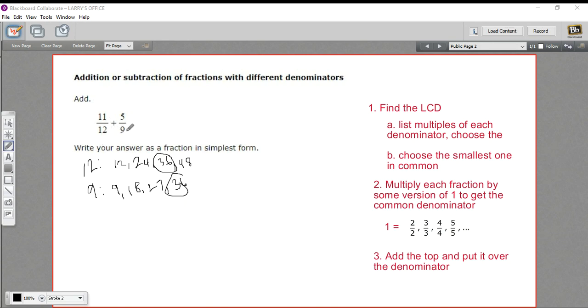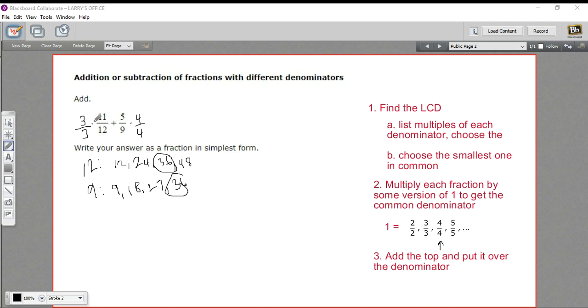We turn the number on the bottom into that number by multiplying by something. For example, this 9 down here, to get it to be 36, I have to multiply it by 4. So I have to choose this version of the number 1 to multiply the whole fraction by. So multiply 5/9 by 4 over 4. 12, to get that to be 36, I'd have to multiply by 3. So over here, we're going to multiply by this version of 1, 3 over 3.